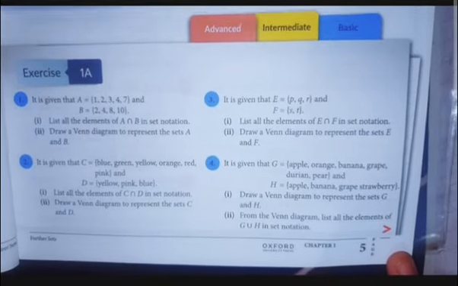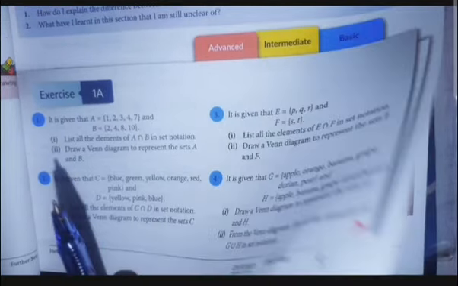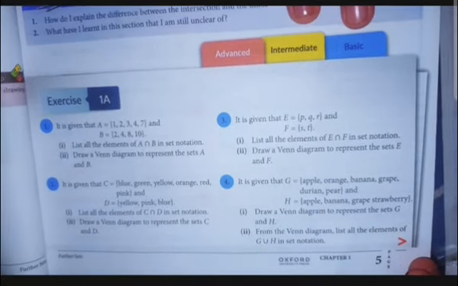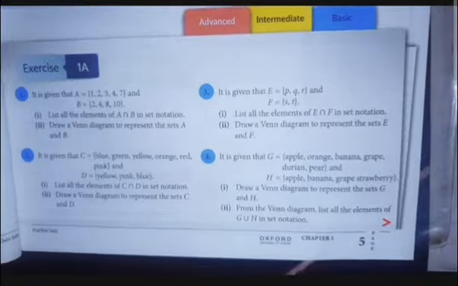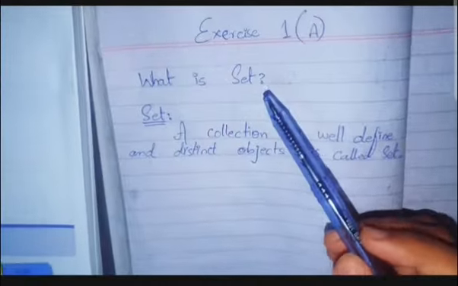Dear students, today we are going to solve exercise 1A, question number 1. It's book D4, 8th edition. So this is the chapter about further sets. What is a set? First of all, I am going to explain what a set is.